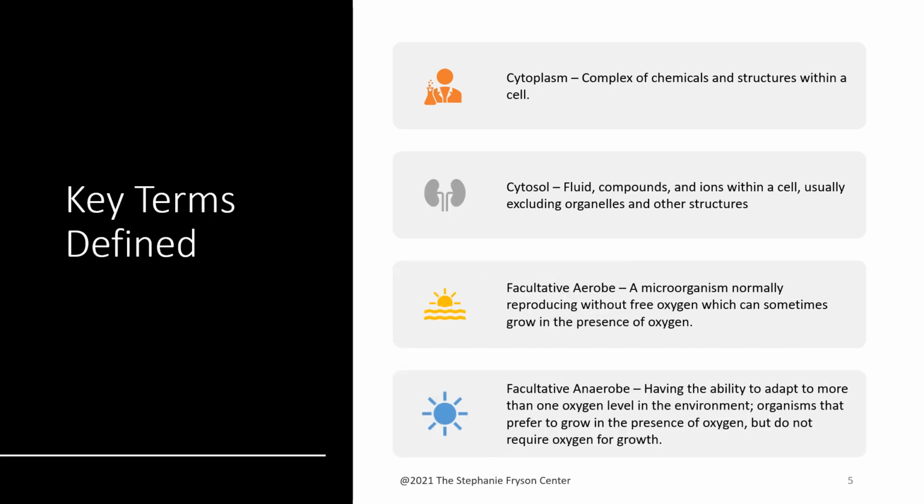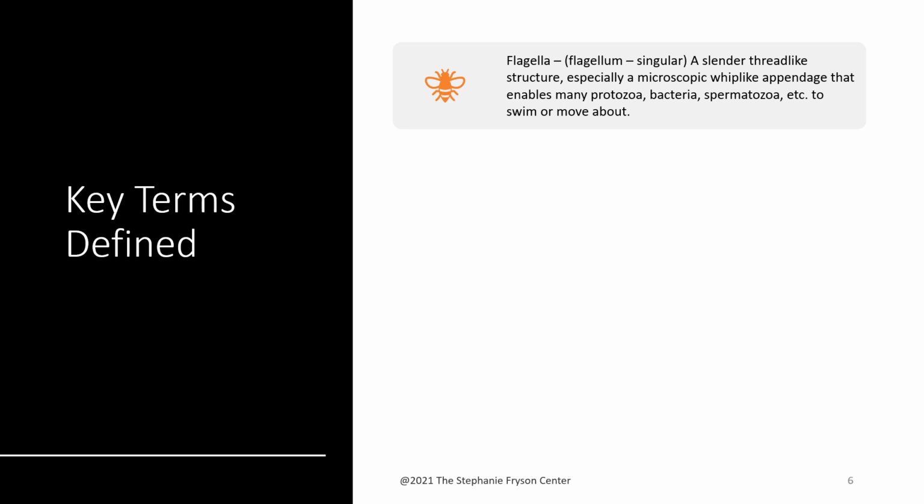Facultative aerobe and facultative anaerobe. Just remember facultative meaning easy, something that is able to do, and then you have to know aerobe is for oxygen, anaerobe without oxygen. Flagella. Pay attention to the fact that flagellum, with the -um, is the singular version. Most of the time in microbiology you see flagella because bacteria normally have more than one flagellum. However, there are some that only have one flagellum.